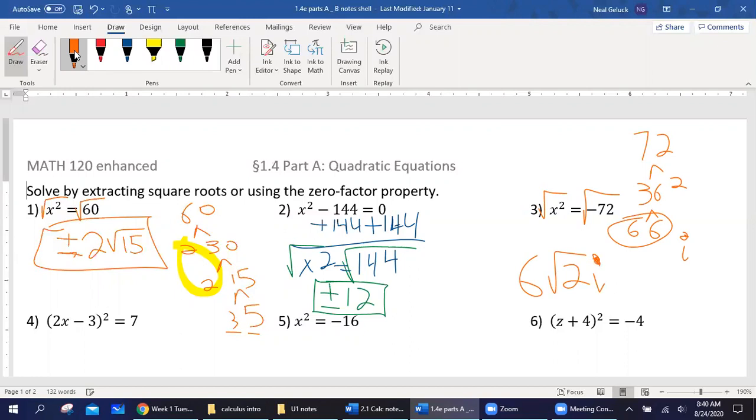And as I mentioned in the previous lesson, the i can go behind the square root or in front of it, either option. Remember though, we took the square root, so we still get a plus or a minus out in front.